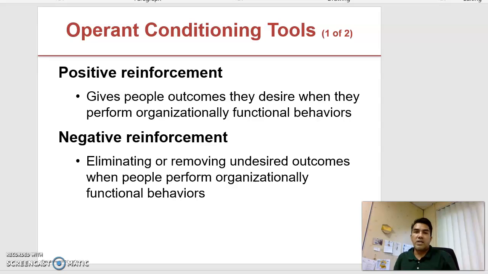Positive reinforcement gives people outcomes that they desire when they perform organizationally functional behavior. So when you produce a certain level of output, you will be rewarded. This is your performance result, and this is the reward that you are going to get. So that is positive reinforcement. It can be monetary or non-monetary. And then number two, negative reinforcement: eliminating or removing undesired outcomes when people perform organizationally functional behavior.